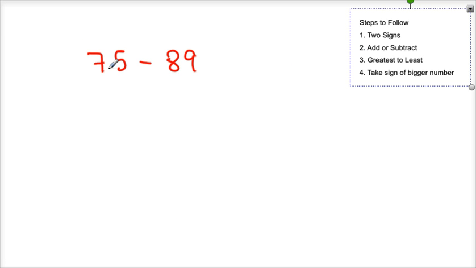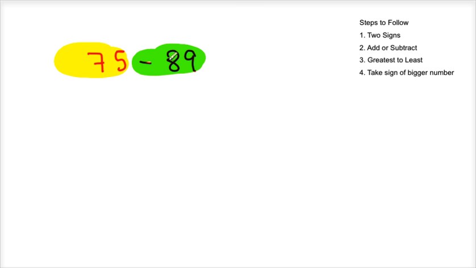Okay, let's take a look at another one. 75 minus 89. Alright, so this one doesn't have a sign in the front. This one has a sign in the front. So I want two signs here. So mentally you have to think about this. If you have no sign here in the front, it doesn't tell you if the number is positive or negative. No sign there, we have to assume the number is going to be positive.